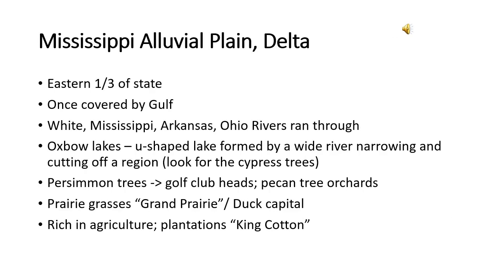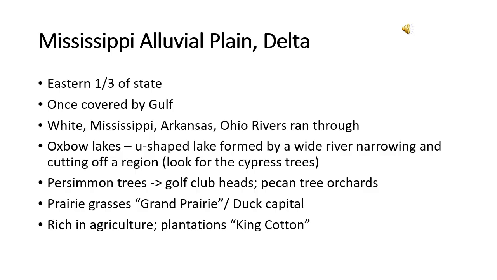In the Mississippi alluvial plain, or the Delta, we're talking about the eastern one-third of the state, which was also once covered by the Gulf. The White, Mississippi, Arkansas, and even the Ohio rivers have run through the area at some point. Oxbow lakes are in the area, which are these U-shaped lakes formed by a wide river that narrows and then cuts off a region. You can see cypress trees in those.